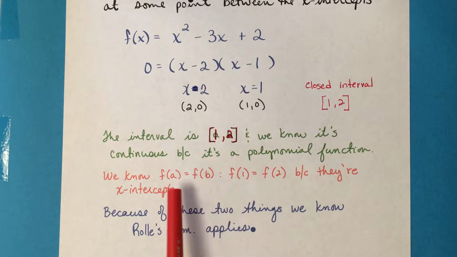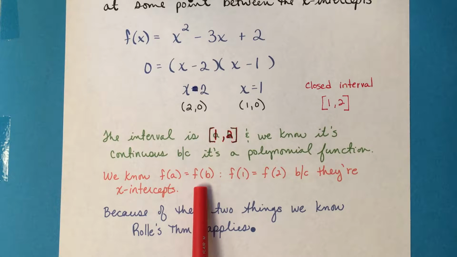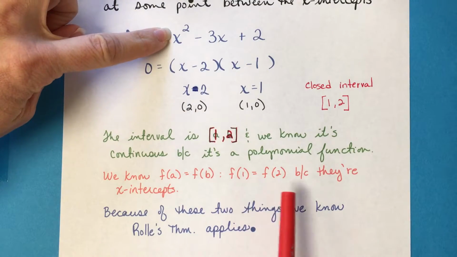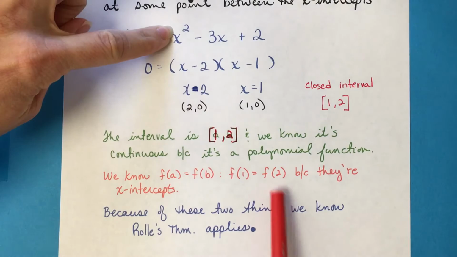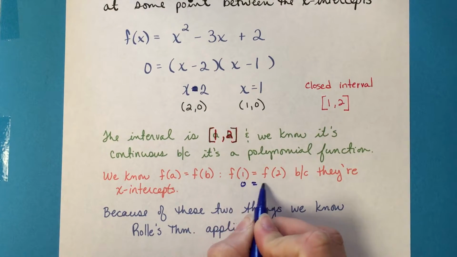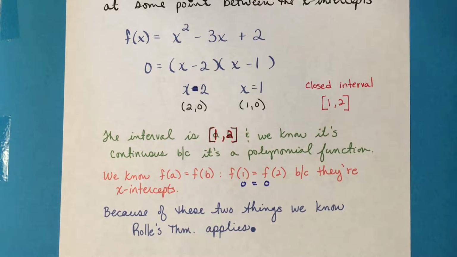The other thing is, remember that f of a is supposed to be equal to f of b. So if you were to substitute 1 back into your function and work it out, and then substitute 2 back into your function and work it out, you would end up with 0 equals 0. Of course, they're both coming out to be equal to 0 because they're x-intercepts, but that's what has to happen. Those function values have to be the same. And as it states, because of these two things, we know that Rolle's theorem applies.